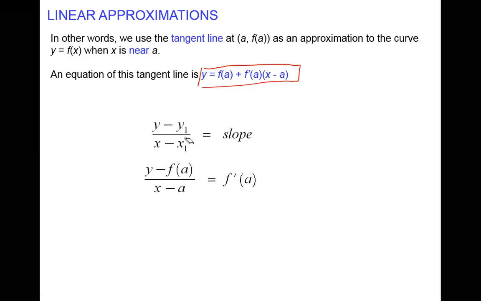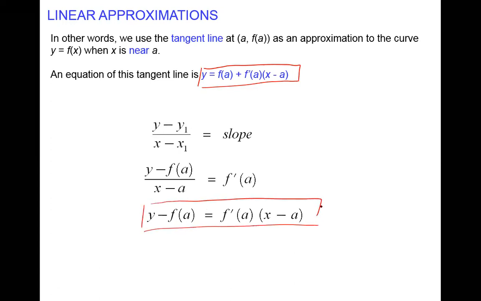Instead of x sub 1, y sub 1, I have my point A, f of a, okay? And I will keep x and y. Then, of course, the right-hand side, the slope of the tangent line, is simply the derivative of the function at that point A. I will take this equation and multiply both sides by x minus a. And this one actually looks like a point slope form, if you remember from the previous section.